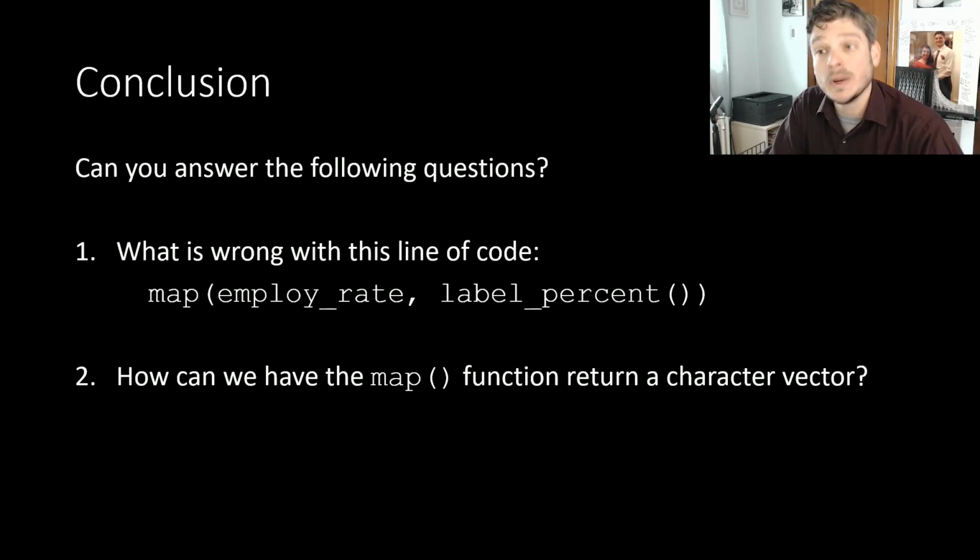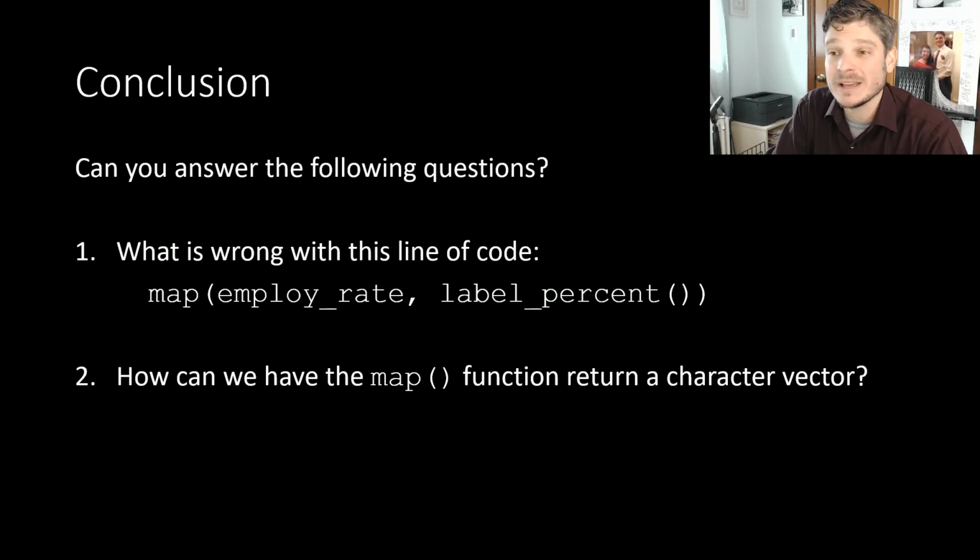All right, so now we're at the end. Can you answer the following questions? What is wrong with this line of code? I'm running the map function on employee rate, and I want to use the function label %. We don't know what any of those things are. Employee rate could be a list, a vector, a data frame, it doesn't matter. We don't have to talk about it. And we're using the function label %. We've never used it, but it's a really nice function because it converts proportions to percentages.